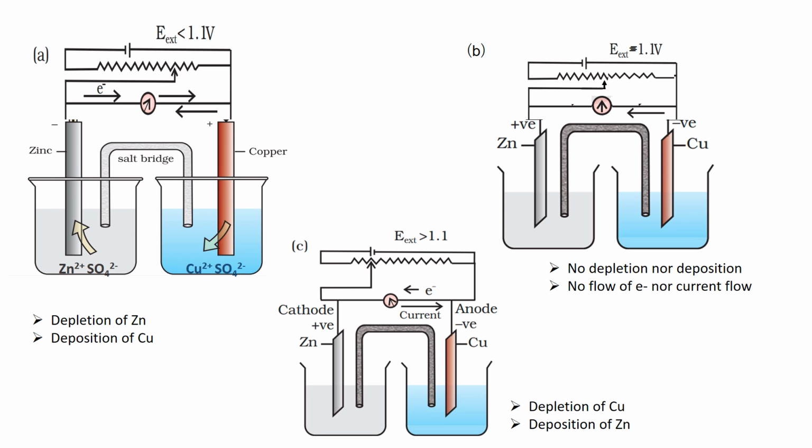Here the deposition of zinc occurs, whereas in the earlier case the deposition of copper occurred. Here the deposition of zinc will occur and, in contrast, the depletion of copper will occur. That is, copper is getting oxidized and zinc is getting reduced because of the external potential which is greater than 1.1 volt.